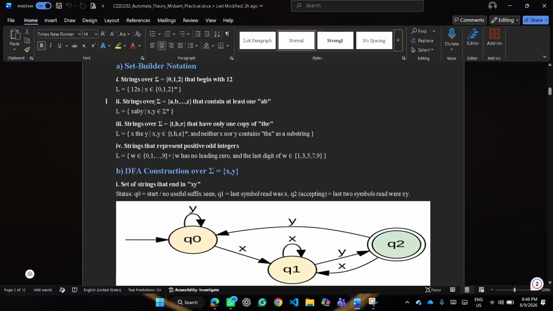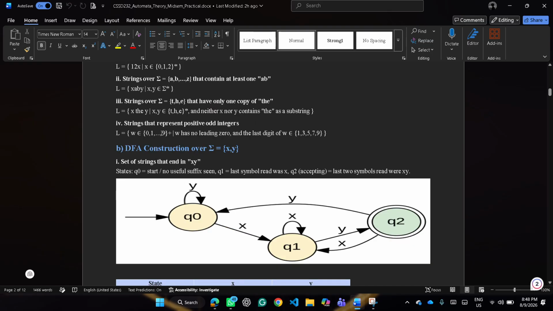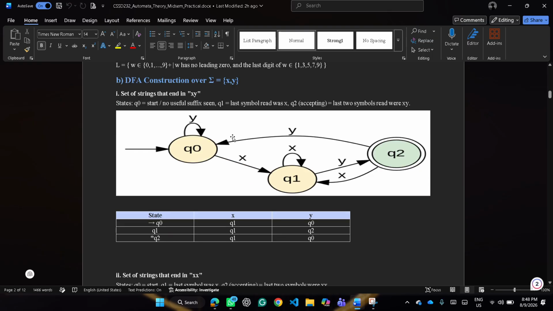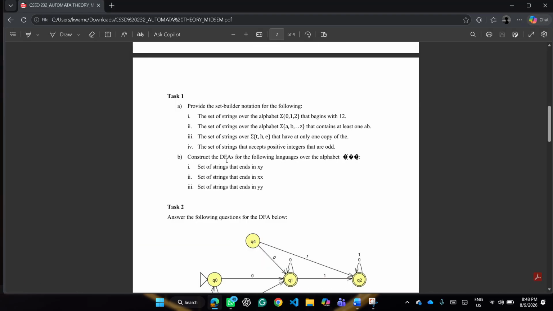I've talked about part A, the set builder notation, so let's jump into the DFA construction over the alphabet {X, Y}. This is part B, so I need to get the question so that you also know what you're doing here. Part B: construct the DFAs for the following languages over the alphabet {X, Y}.